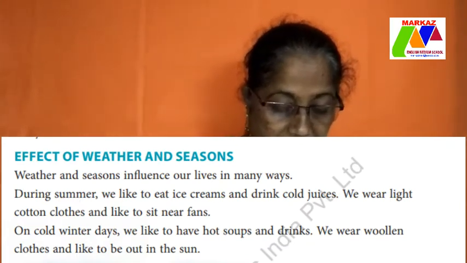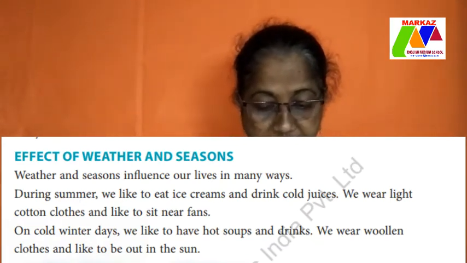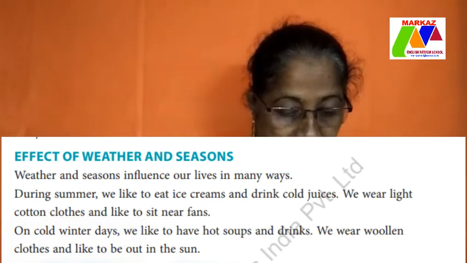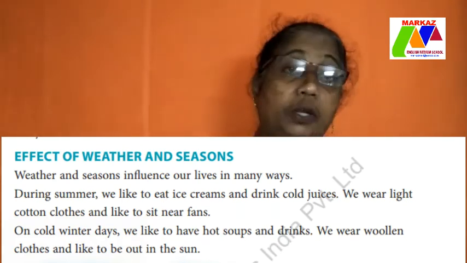During summer, we like to eat ice cream and drink cold juices. We wear light cotton clothes and like to sit near fans. Because it is very hot, we sweat a lot. So naturally we like to take a lot of fruit juices so that we don't get dehydrated, and we wear cotton clothes because cotton clothes are very light and allow the movement of air, and we love to use the air conditioner or the fans. All this is in summer, and children love to go in for a treat for ice cream.